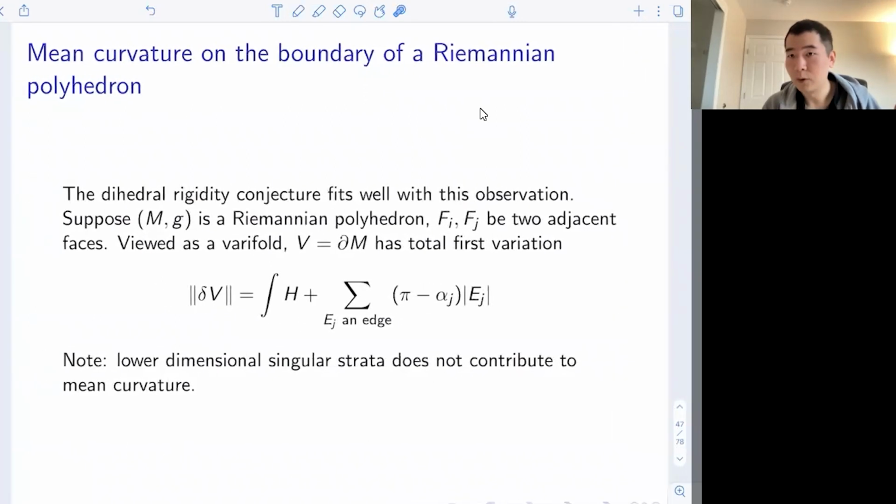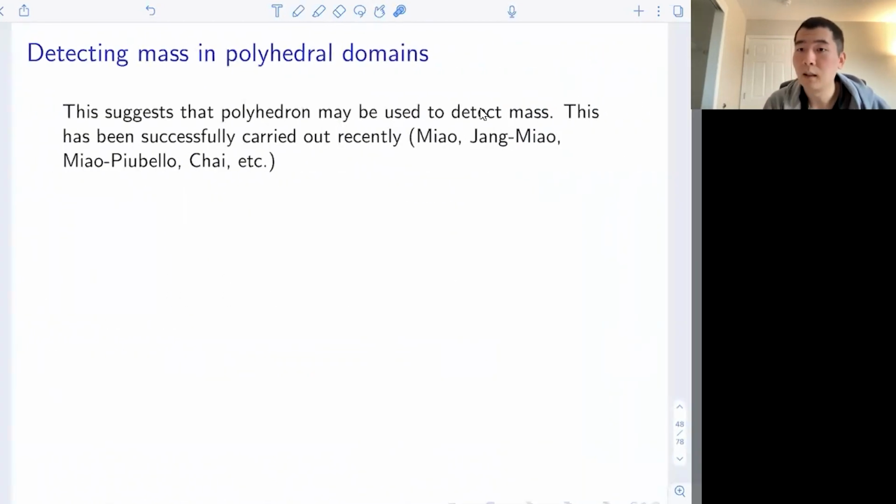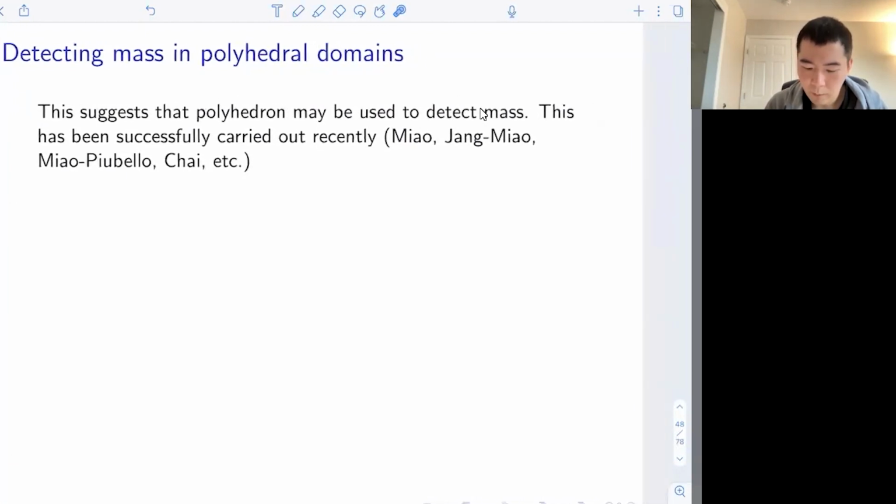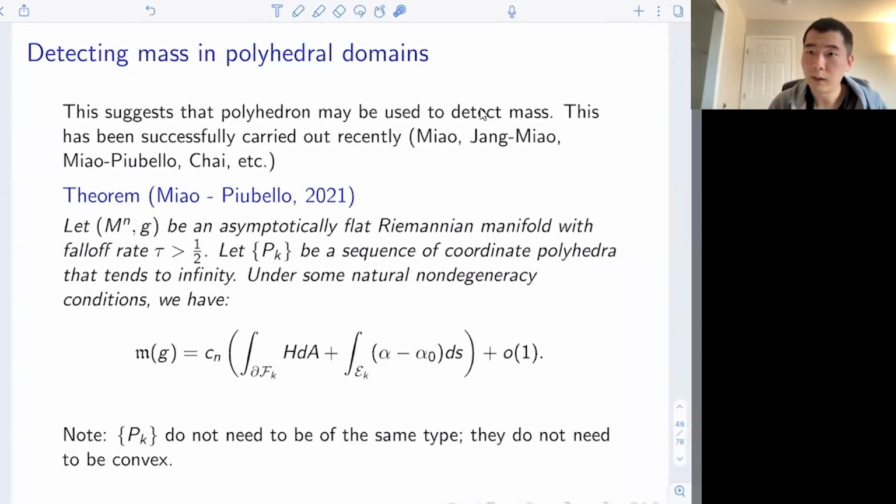All right. So combining these two, it's tempting to ask whether we can define quasi-local mass or mass using Riemannian polyhedra. It's a very nice observation, actually initiated, I think, by Penzi and Miao. And recently they have this very nice result that basically says that Riemannian polyhedra can also be used to detect the ADM mass of an asymptotically flat manifold. They have made several results, but I think the one that I'm describing is one of the best. This is a joint work by Miao and Pubello last year.